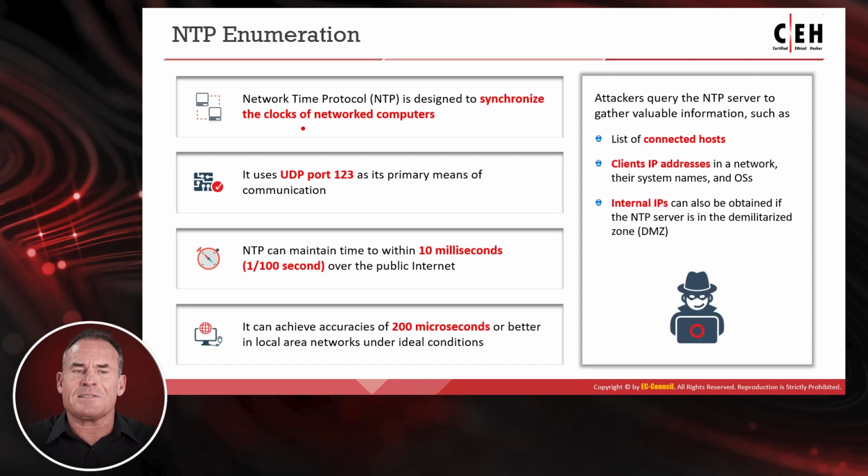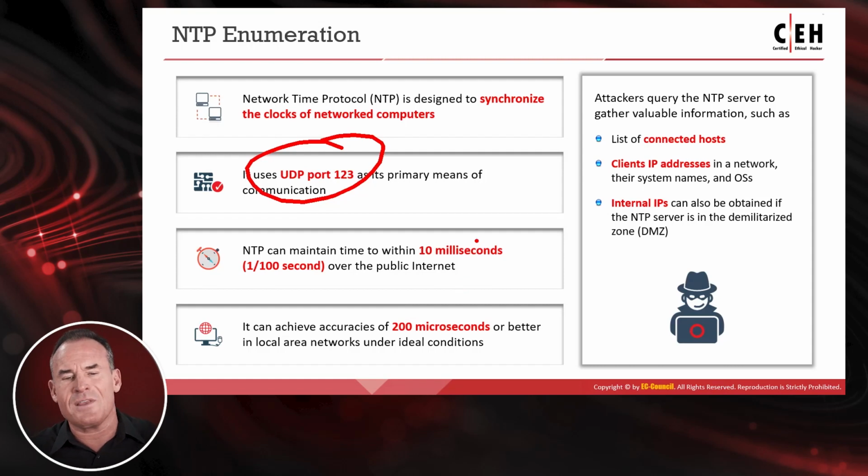Now, as far as testing for it goes, the NTP server uses UDP port 123 as its primary means of communication. You can achieve time to within 10 milliseconds. Okay, fantastic, sounds pretty accurate. Accuracies of 200 microseconds or better in local area networks under ideal conditions. All right, fantastic. Those are the accuracy numbers on NTP. That's the port number it listens on. What can I do with an NTP server?